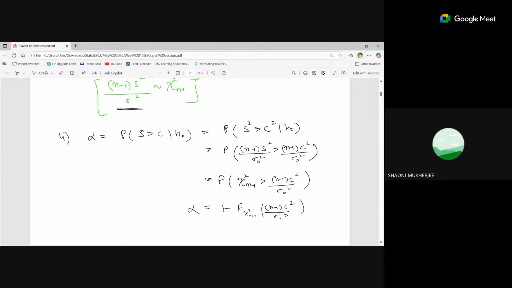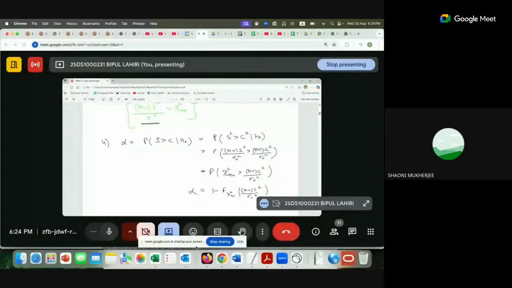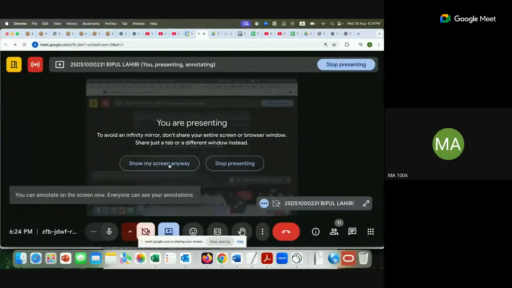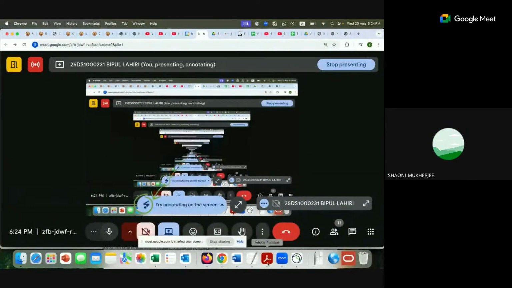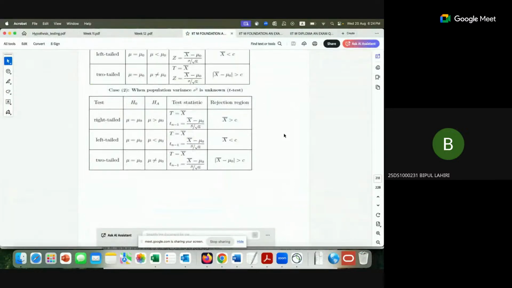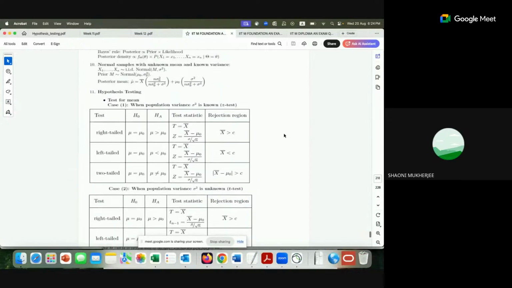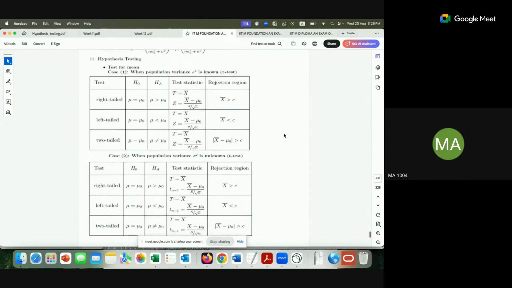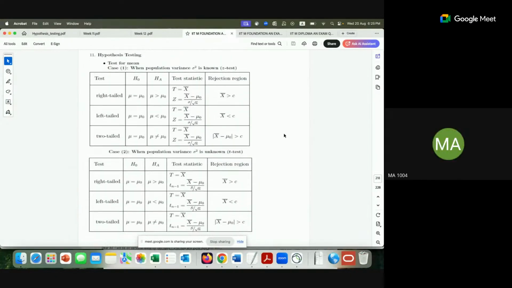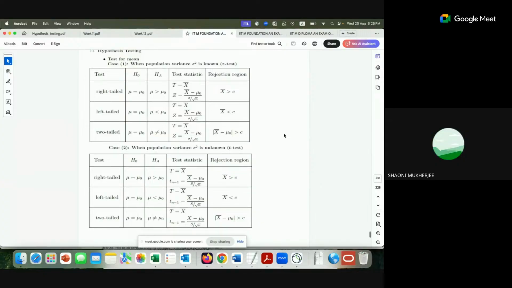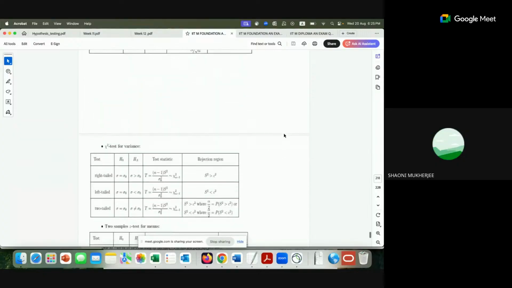Here when you are writing that it's greater than C, given that H naught, we got some alpha. This is the table. That's what I'm telling, these tables are provided in the question paper. Do they provide this? Yes, I'm not sure. The last three question papers I saw, they provided this.